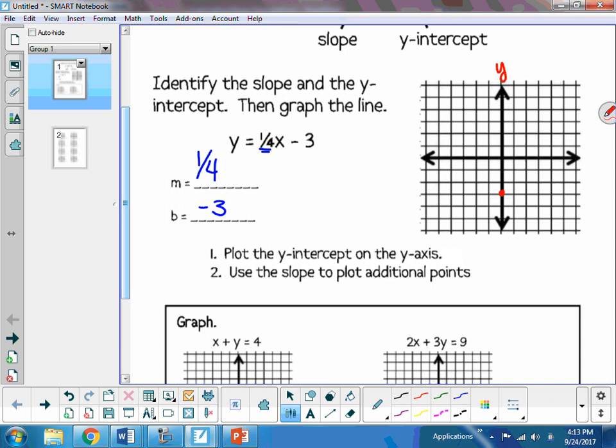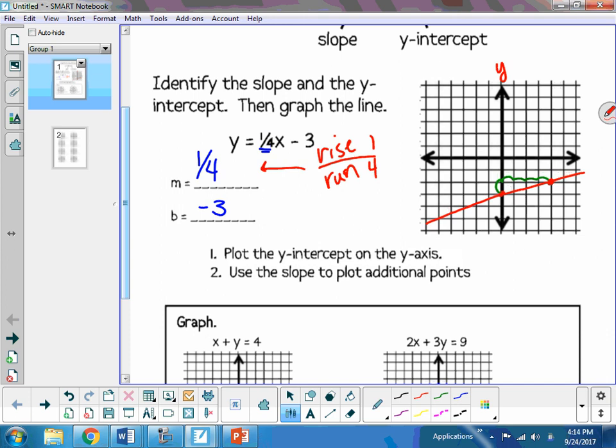Now we're going to use our slope to plot additional points. So from that y-intercept, my slope is 1/4, meaning I need to rise 1 and run 4. Let me do that in a different color. I want to rise 1 and run 4. That'll be my second point. We just need 2 points, and go ahead and graph your line.